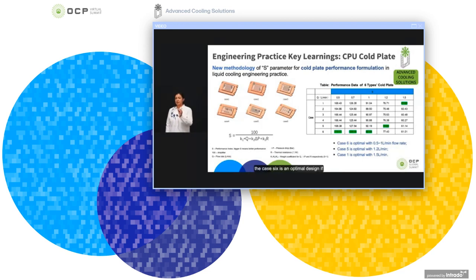So if you look at case 6, it is an optimal design if your flow rate was between 0.5 to 1 liters per minute, and case 5 was optimal if your flow rate was 1.2 liters per minute, and case 1 was optimal if your flow rate is 1.5 liters per minute. So basically this was the equation that they defined to come up with an optimal design.